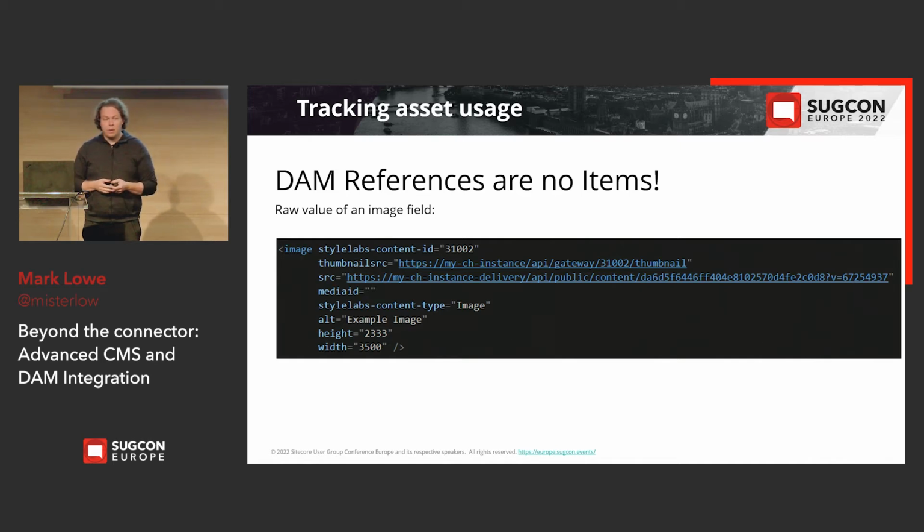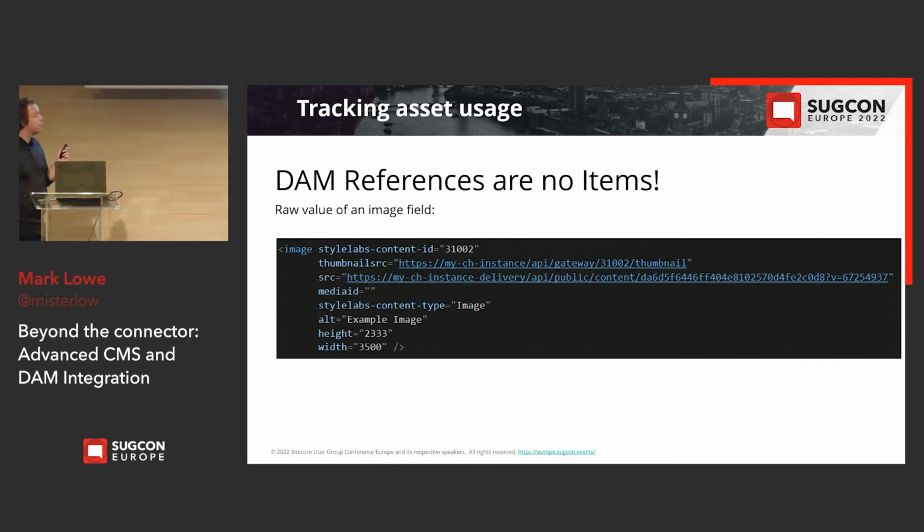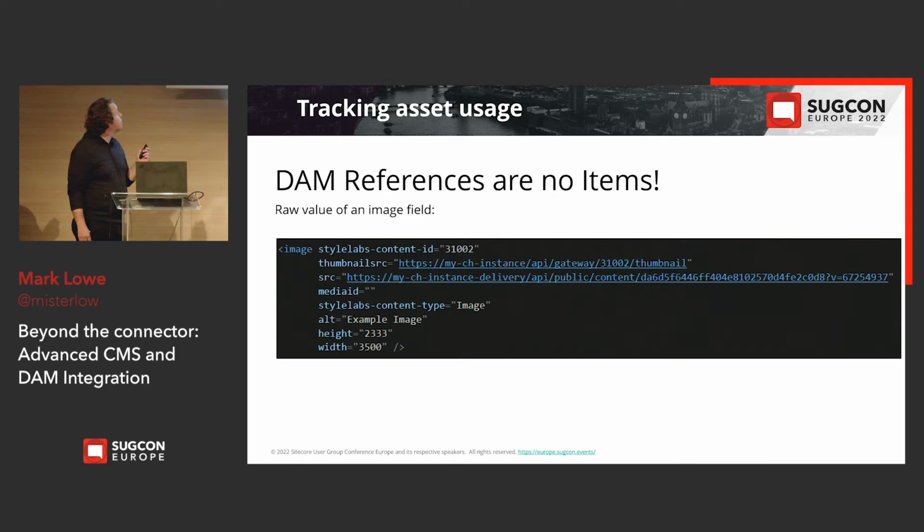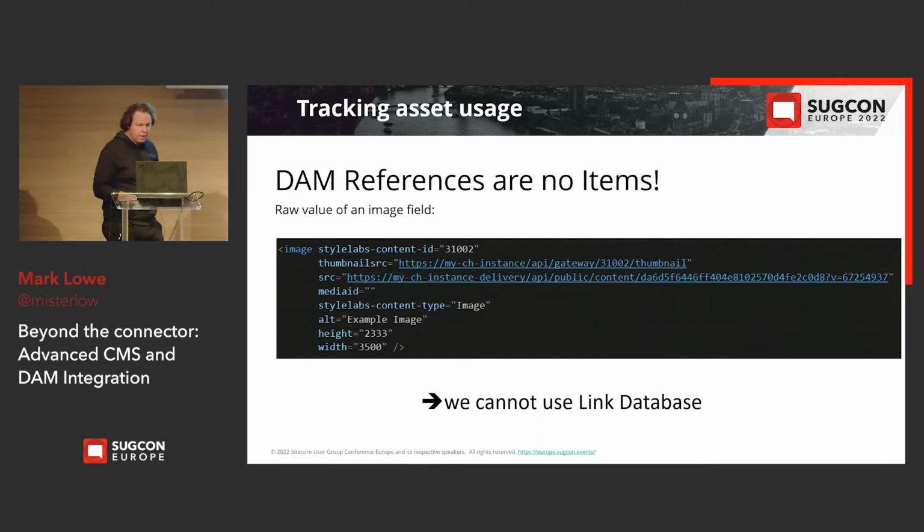You can't do this anymore with DAM references, because everything this connector actually stores in the raw value of the field is an XML snippet like this one. So you have a content ID, which is the asset ID within the DAM, a thumbnail, a source, and the actual public link to your instance, and just some basic metadata that gets copied over. So yeah, we cannot use the link database.